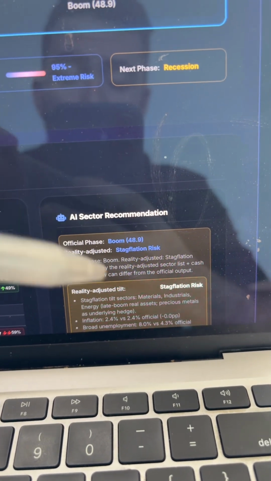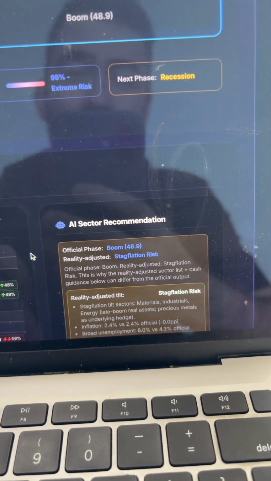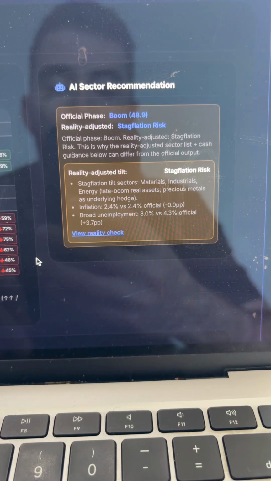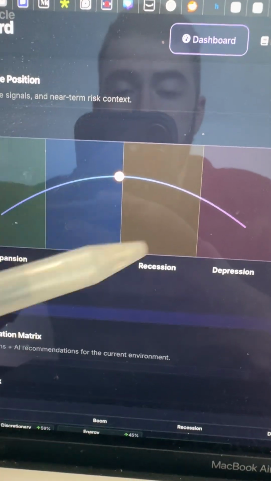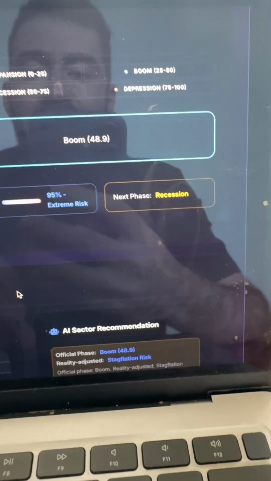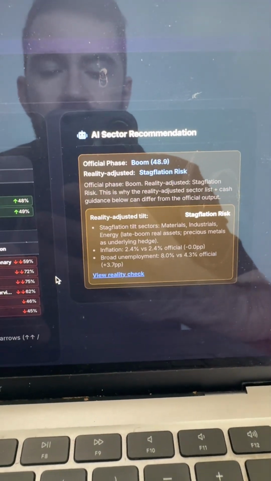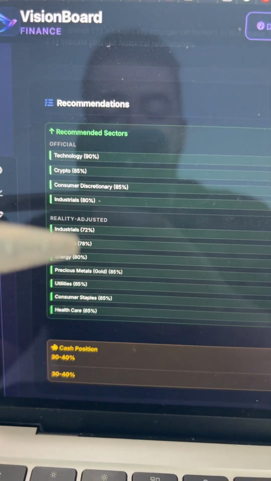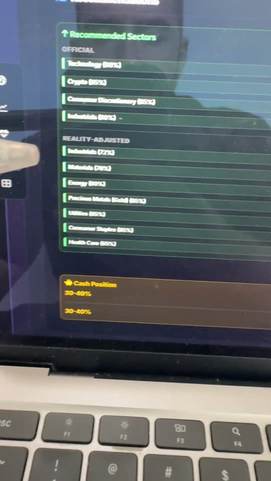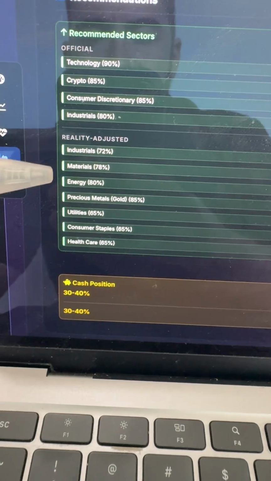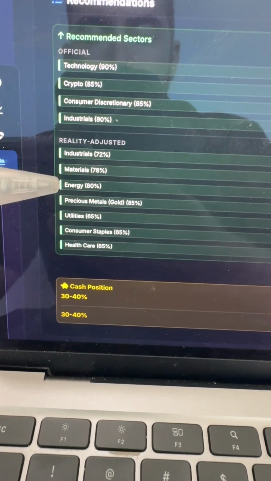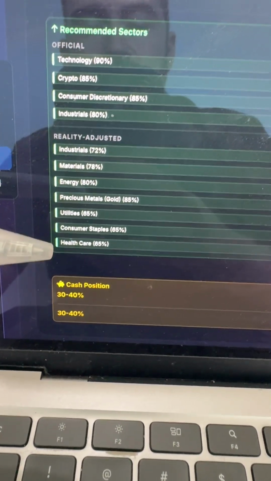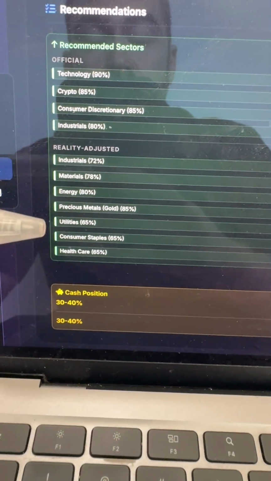We, however, have been talking about this for years, and our indicator is right now showing the same thing: to rotate into more defensive sectors of the economy, and consider stagflation in your calculations. We do differentiate between basing our recommendations on official numbers, but then also a reality-adjusted number. And it basically shows that more defensive sectors like industrials, materials, and energy are what you should be rotating into. Utilities, consumer staples and healthcare are also in, showing a rotation into more cyclicals.